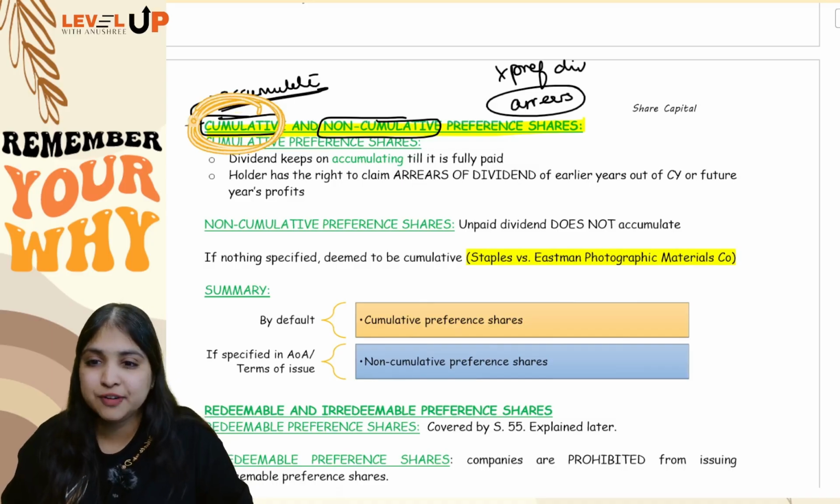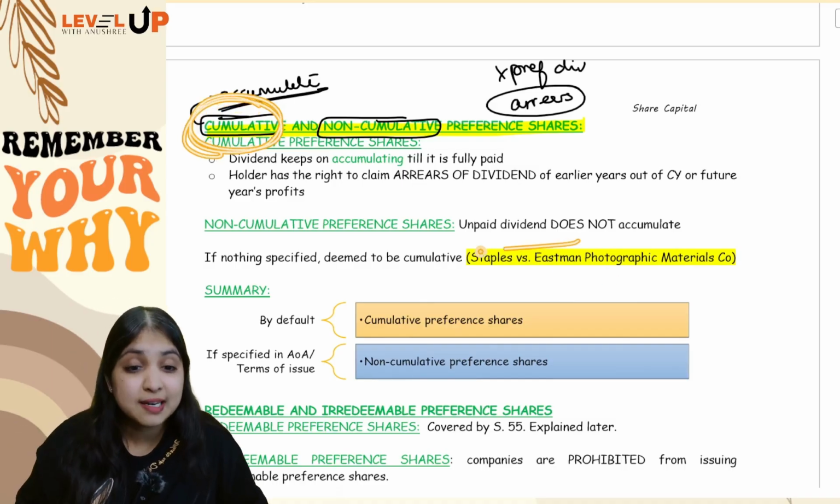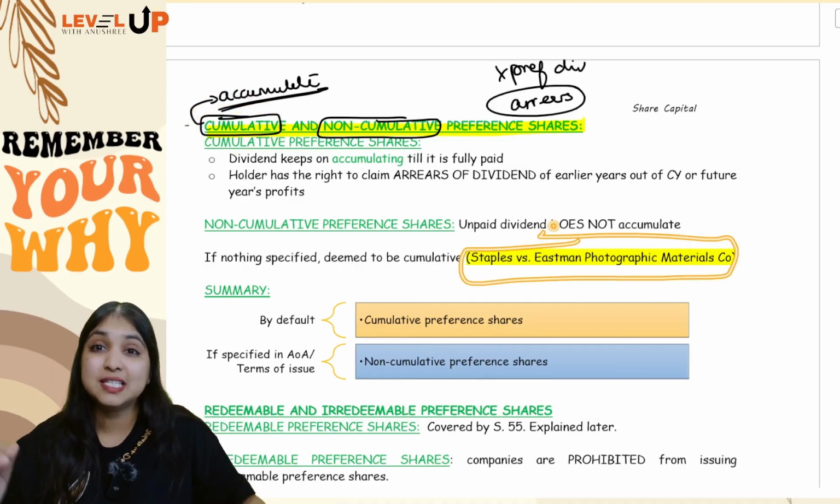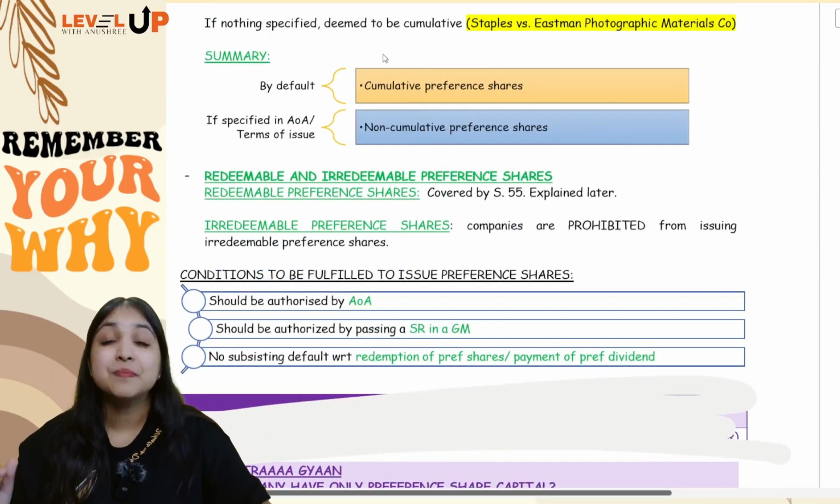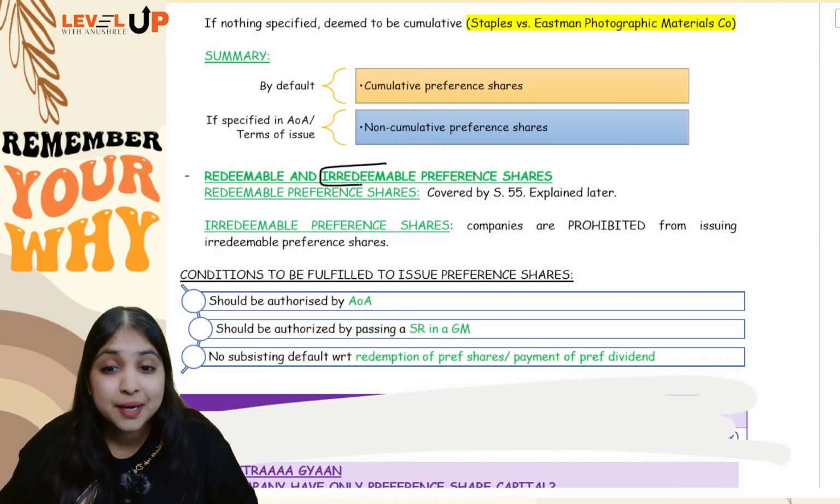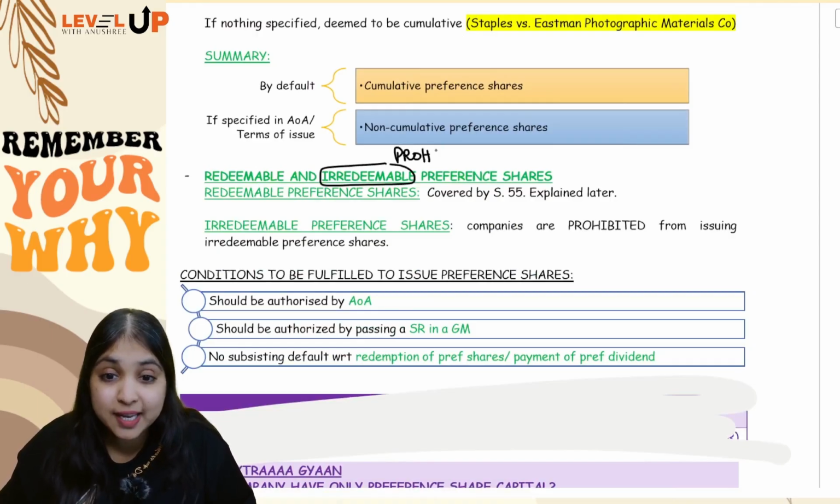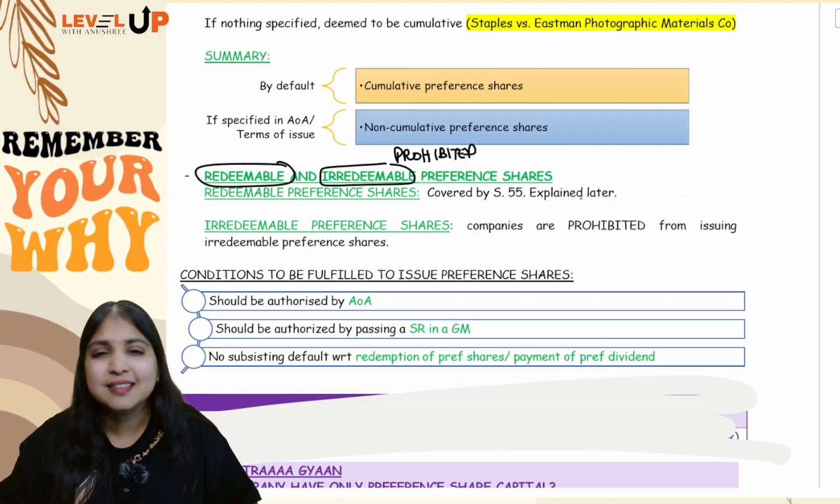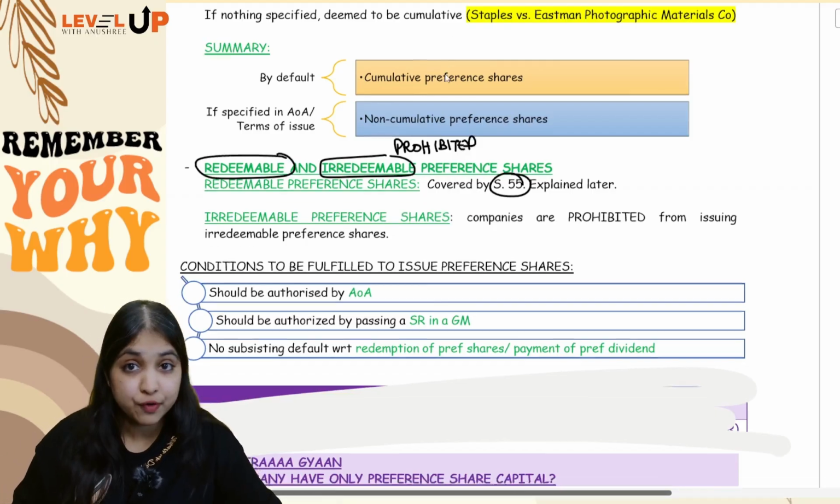By default, preference shares are cumulative, and this was held in the case of Staples versus Eastman Photographic Material Company Limited. Then we discussed that there are two more types of preference shares, redeemable and irredeemable, but companies are prohibited from issuing irredeemable preference shares. So preference shares will always be redeemable only. This we'll cover a little later in section 55, guys.